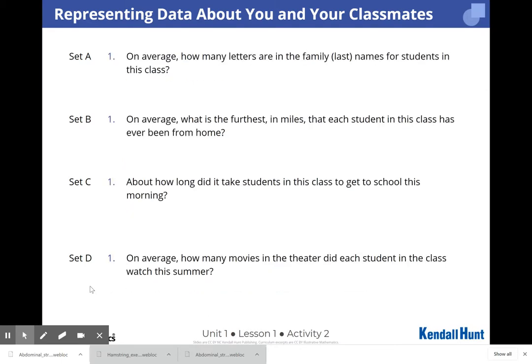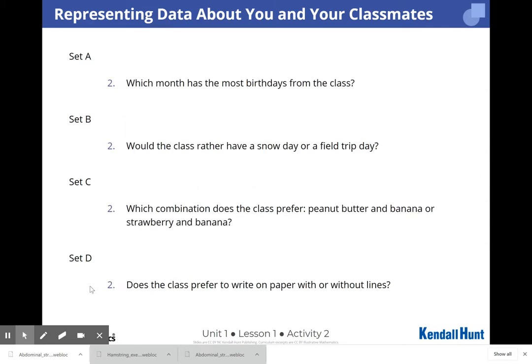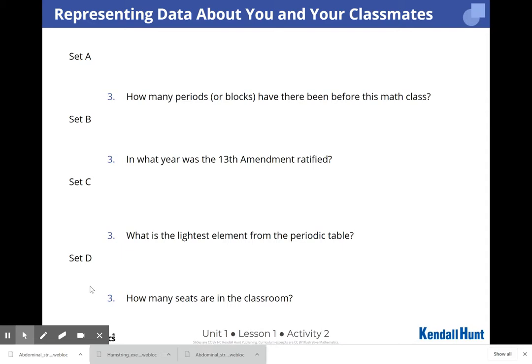So if we're looking at these questions in number 1, if we're getting numbers as answers, we would call this numerical data, okay? For the answers that are words, we would call that categorical data. And number 3 is also categorical data, but these are non-statistical questions because there will be no variability in the responses. The answers should all be the same. Okay.